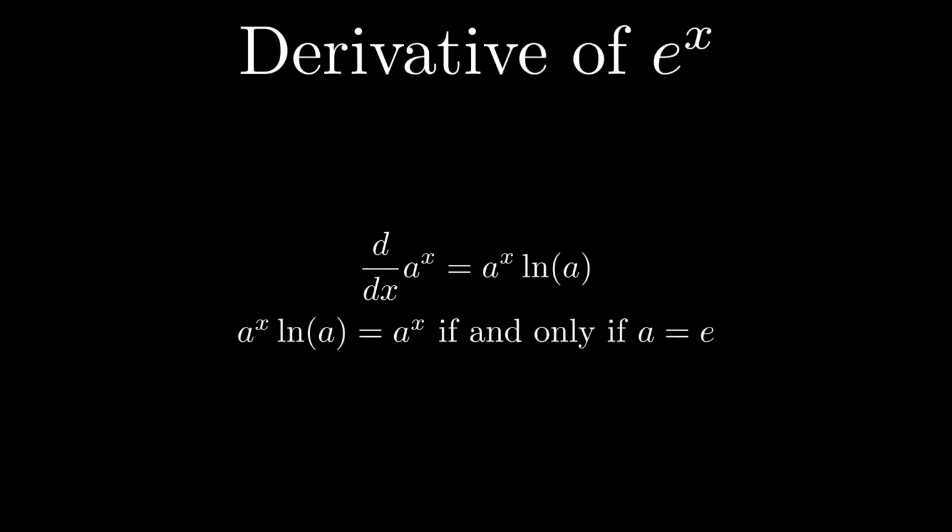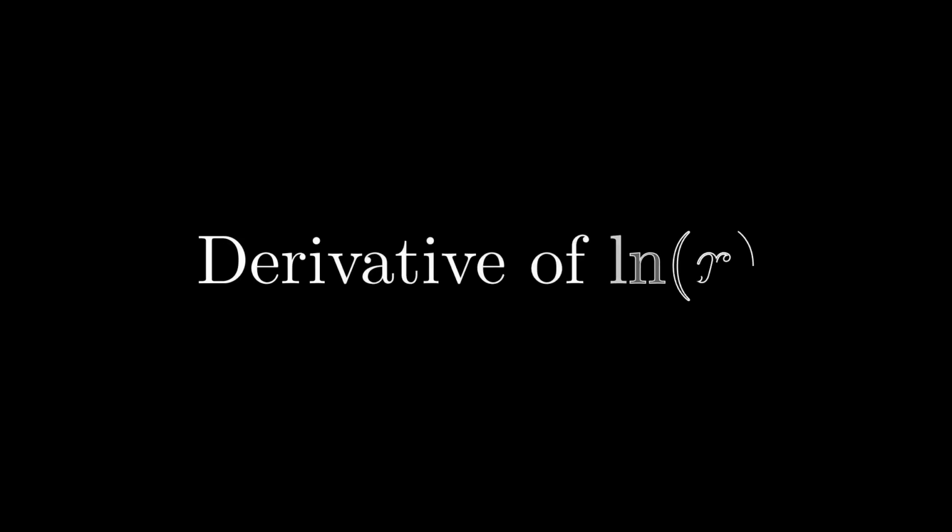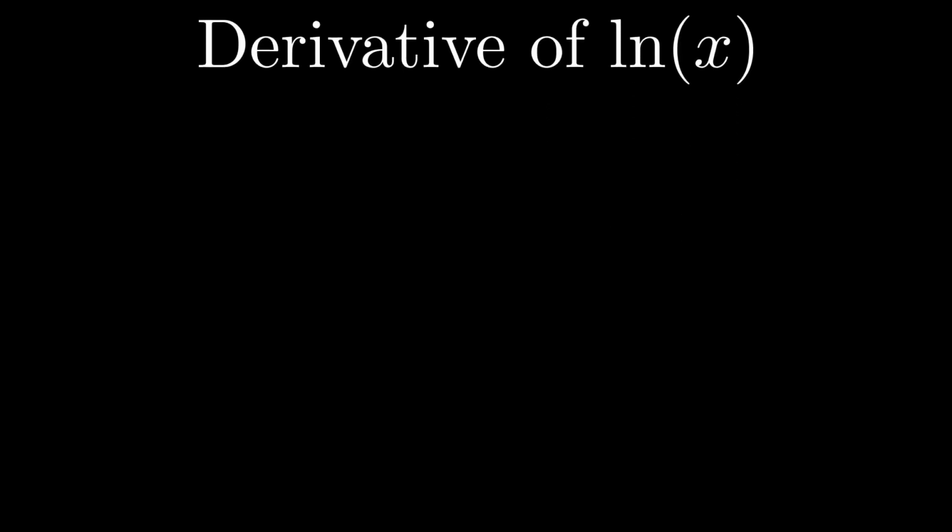This tells us that if and only if a equals e, the derivative of a to the x equals a to the x, a function whose derivative is itself. For reasons that will become clear shortly, we also need to prove the derivative of natural log of x.